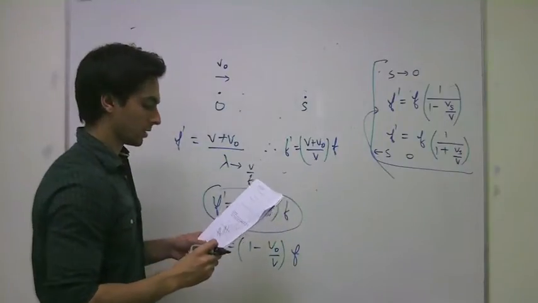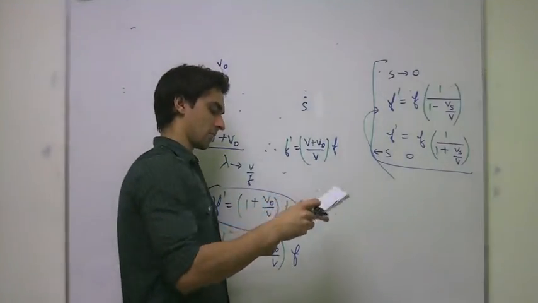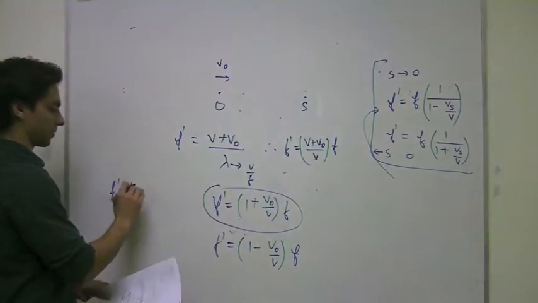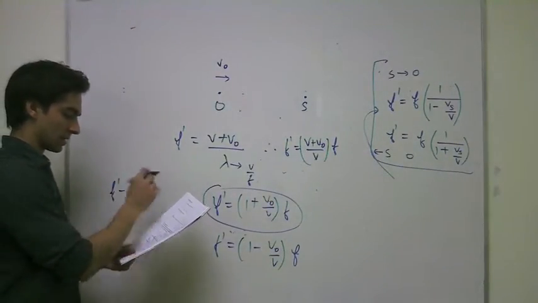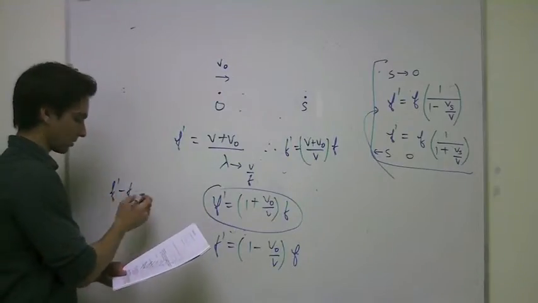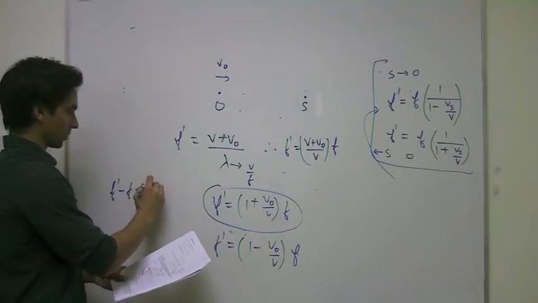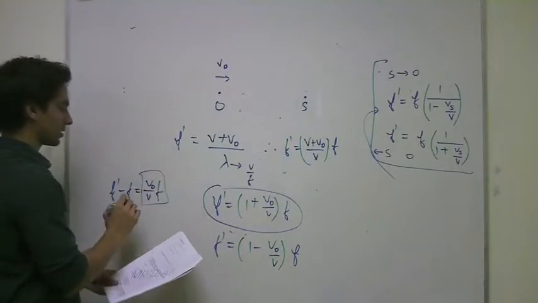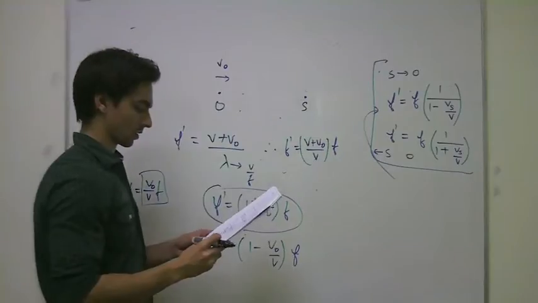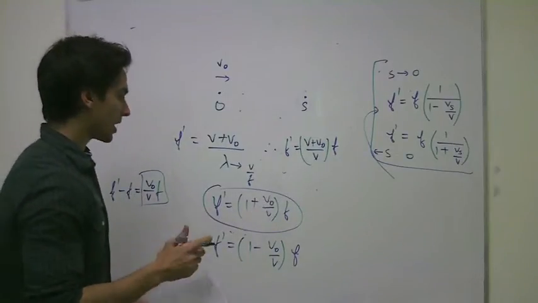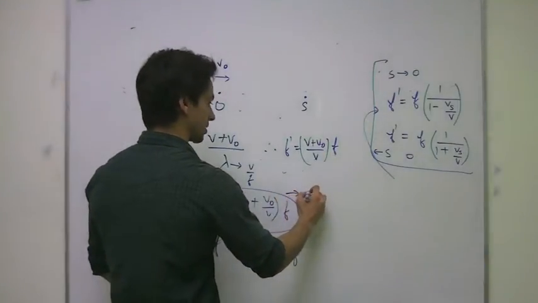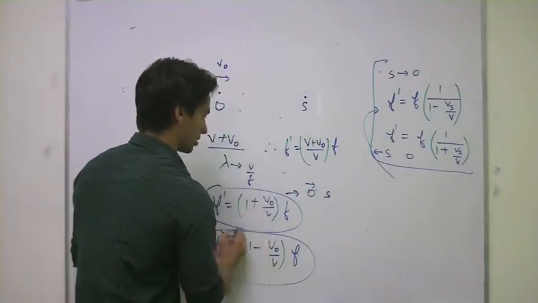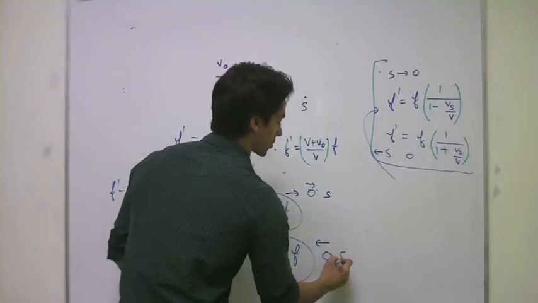Also, we should know that if you want to calculate the difference in frequency, it will simply be f dash minus f. In this case, f dash minus f would be v naught over v times f. Okay, this is the difference in frequency. This situation is when the observer is moving towards the source. This situation is when the observer is moving away from the source.